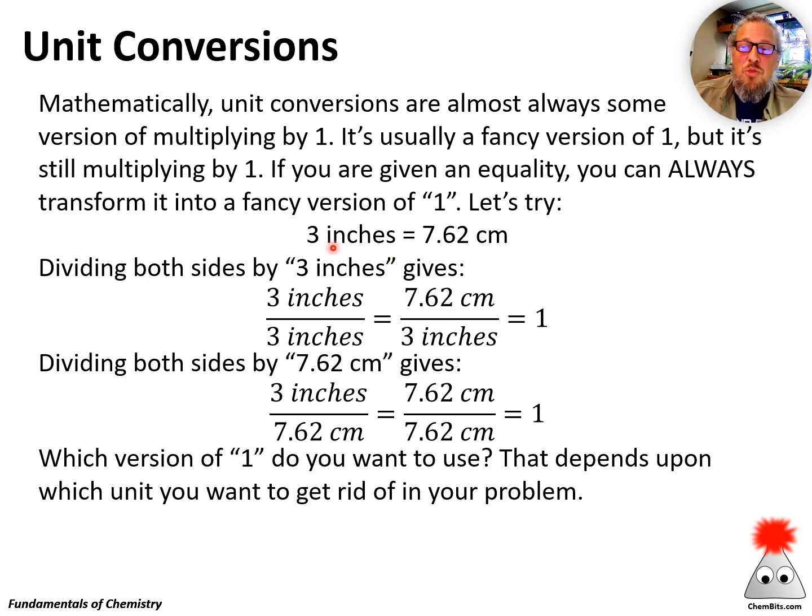Now, if we can divide by 3 inches, well, we could also divide by 7.62 centimeters. 7.62 centimeters over 7.62 centimeters, well, that's 1. Or 3 inches over 7.62 centimeters is equal to 1. Here's our fancy 1 again. The place where we have a challenge is which one of these versions do we use? Which fancy version of 1 do we use? And that's where we start looking at units and how we can cancel the unit.